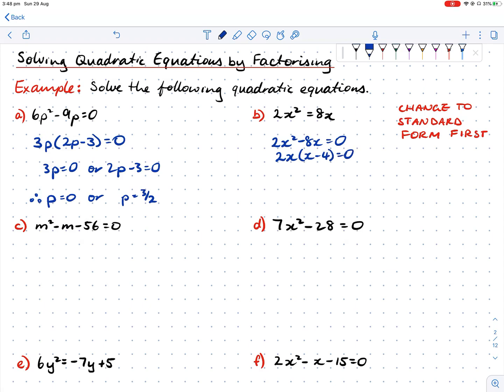Looking at that, you can now see you've got a term multiplied by another term. So then we've got 2x equals 0, or x minus 4 equals 0. So then your solution is x equals 0, or x is equal to 4. So those are your possible solutions.